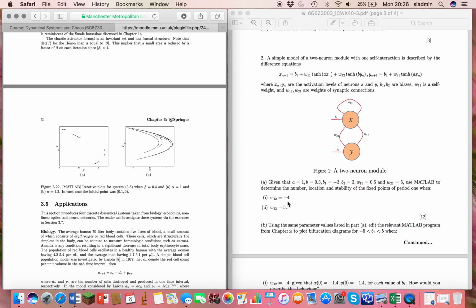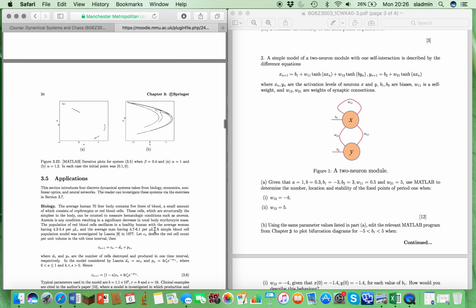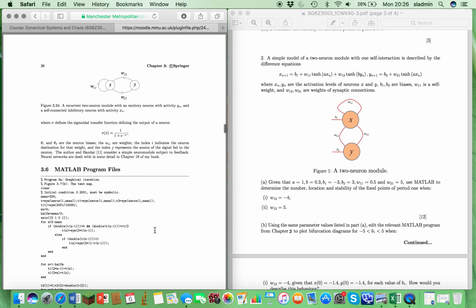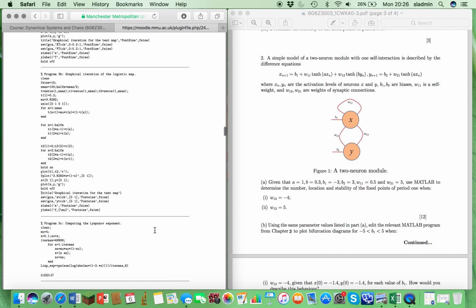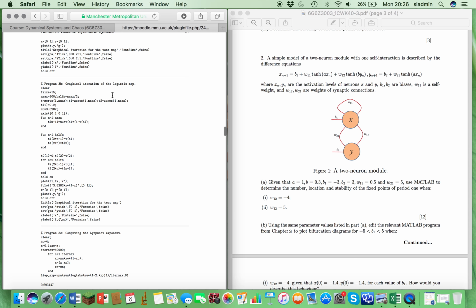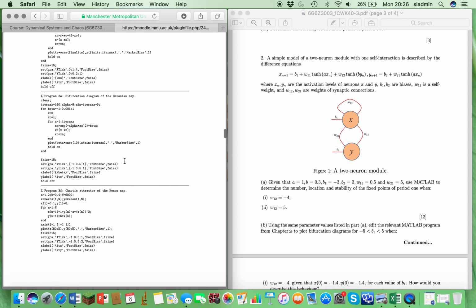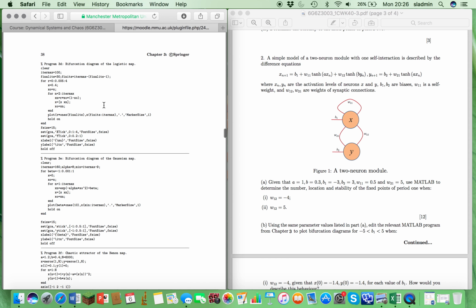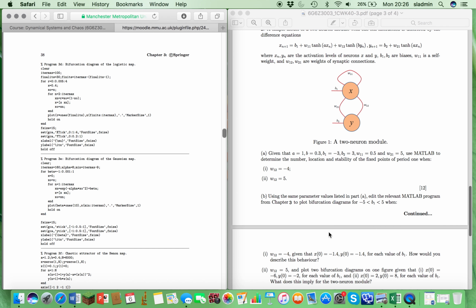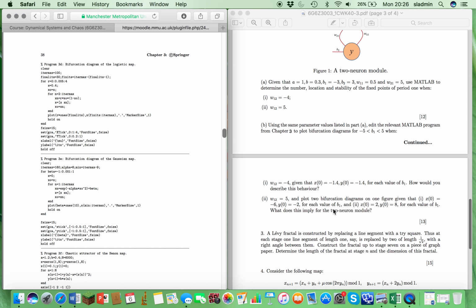There are also bifurcation diagrams in the notes, and you'll see that in part B, you're asked to use a relevant program from chapter 3 to plot bifurcation diagrams. Bifurcation diagrams are given, so we've got graphical iteration. So you can see program 3E, for example, and program 3D. Here are examples of programs for plotting bifurcation diagrams. So you can edit one of these programs to get the bifurcation diagram for question number 2.